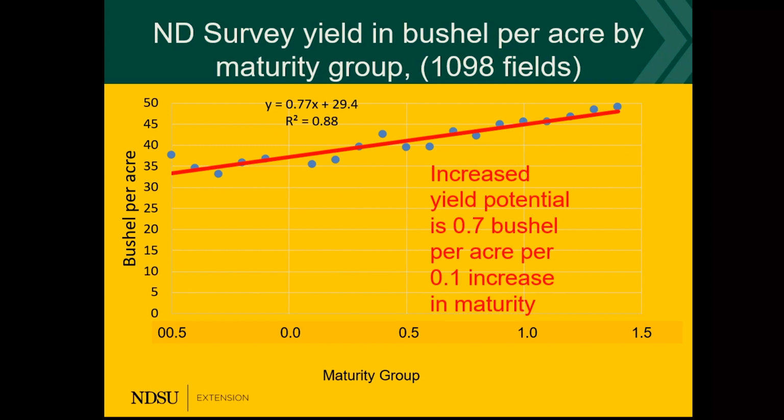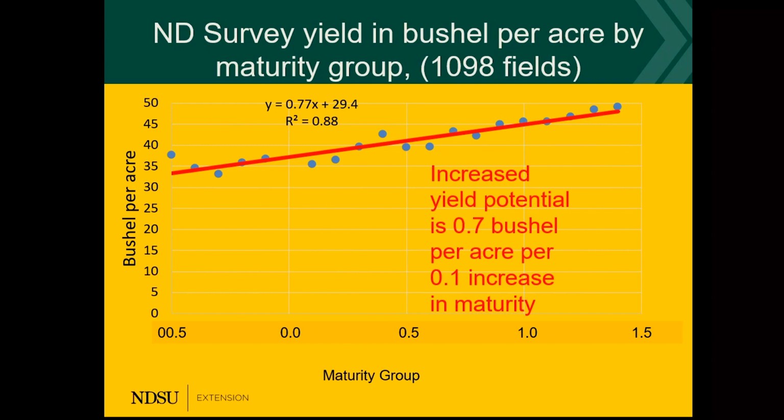Now, this is based on a large study that we did. On the bottom, the maturity of a 0.05 all the way to a 1.5. And on the left, you see the bushels. And you can see that if you planted a later maturity in North Dakota, on average, you get an increase in yield. So if you look at that formula, it says 0.77 times X, which means for each increment of 1/10 of a point of maturity, you probably could pick up about an 0.7 in yield.